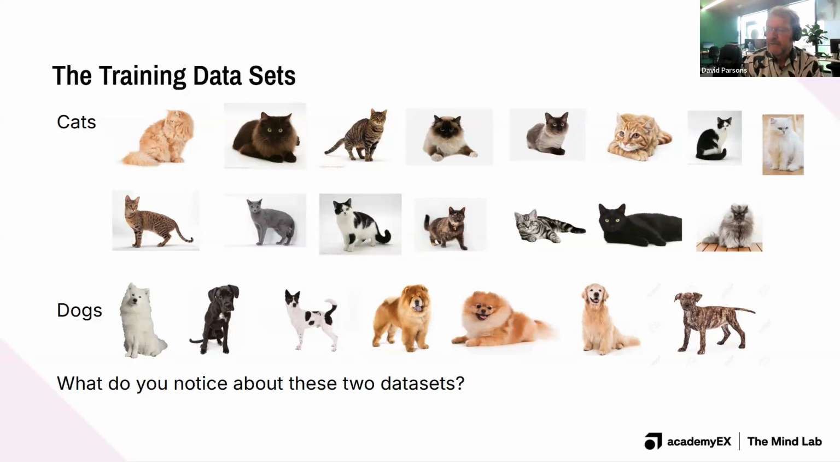Okay, so there's not too many cats, there's more cats than dogs. How diverse do you think those two data sets are? In terms of the range of different sorts of cats or dogs? Dog one seems to be a very narrow range. Okay.